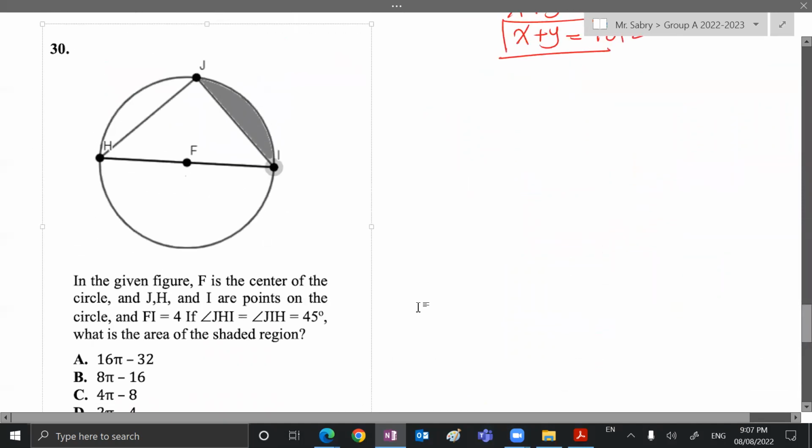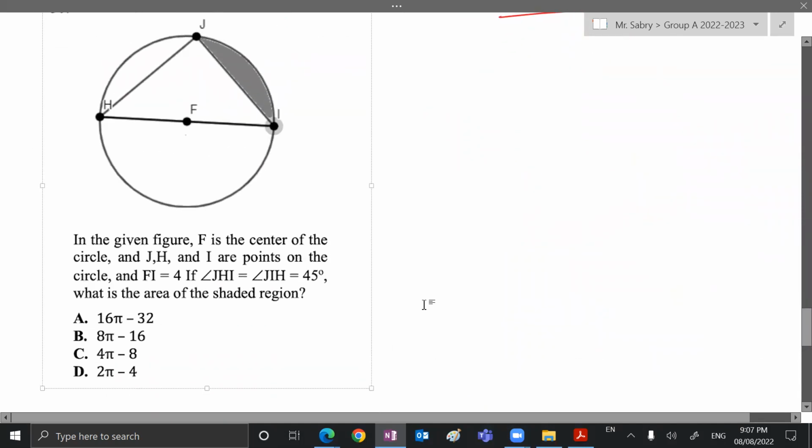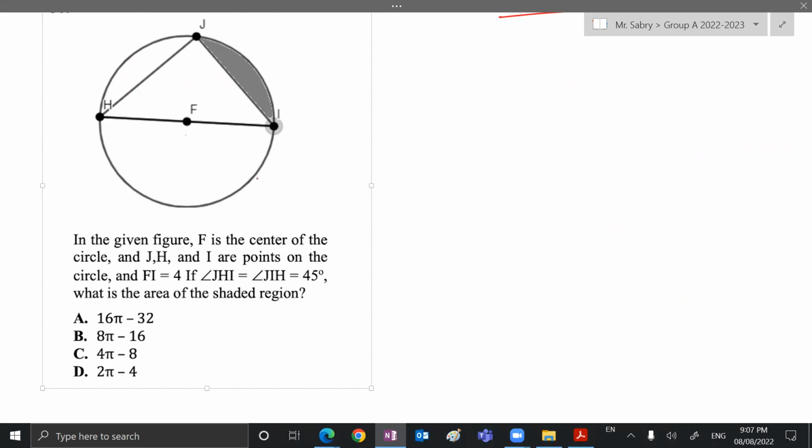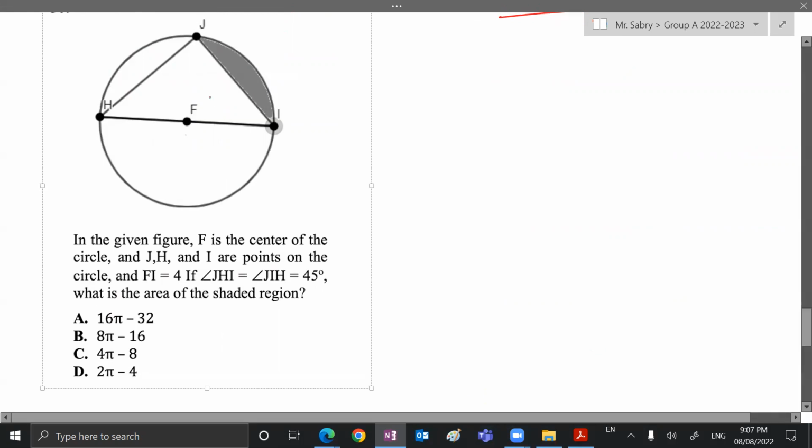This is a shaded region, and if you remember when I told you about the shaded region, I told you we have to get the area of something big and remove from it something else. That's whenever we have a shaded region. So there will be two areas that must be subtracted.